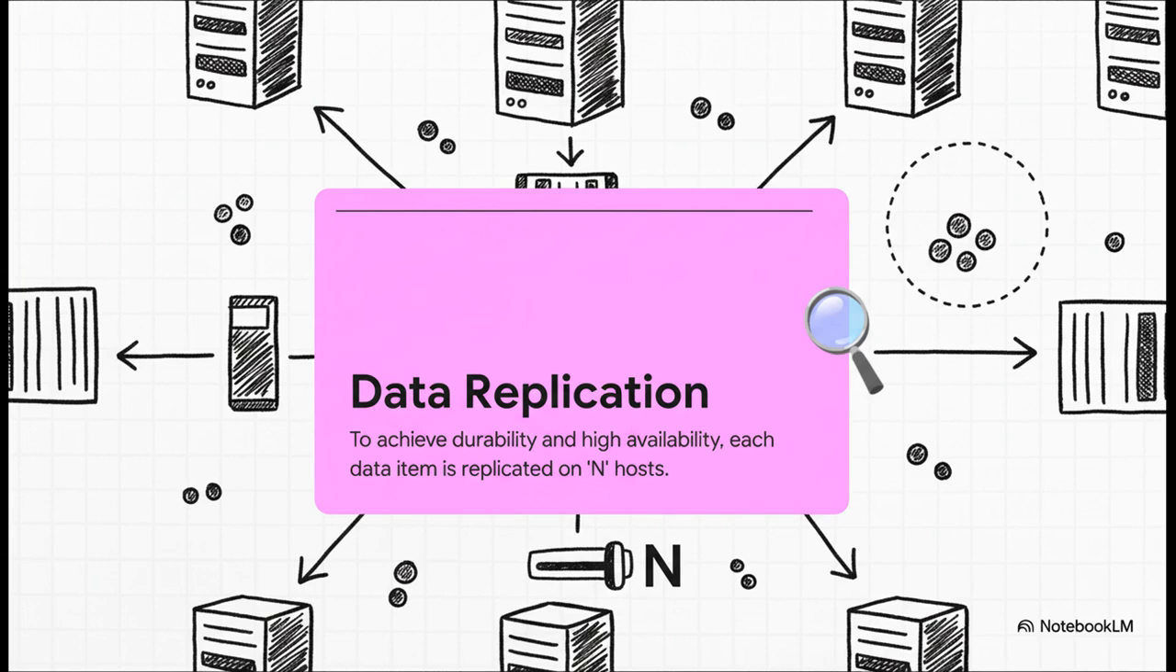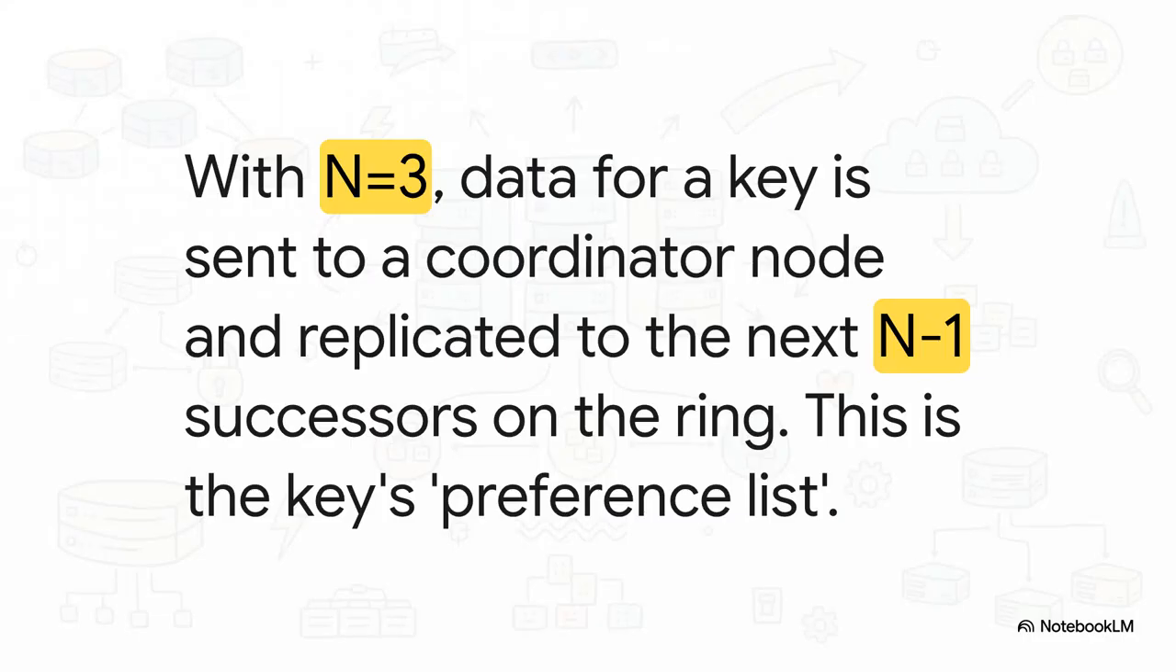We're going to use a peer-to-peer model, which means there's no special master node. Any node can handle any request. To make that work, every piece of data gets copied or replicated across N different servers. N here is our replication factor, and it's something we can tune. A really common choice for N is 3, meaning there are always 3 copies of every single item floating around in our cluster.